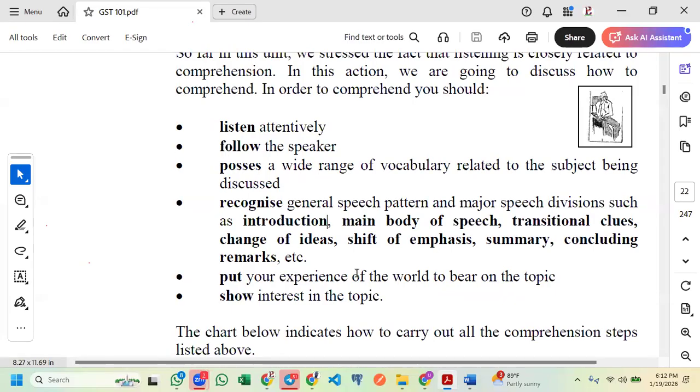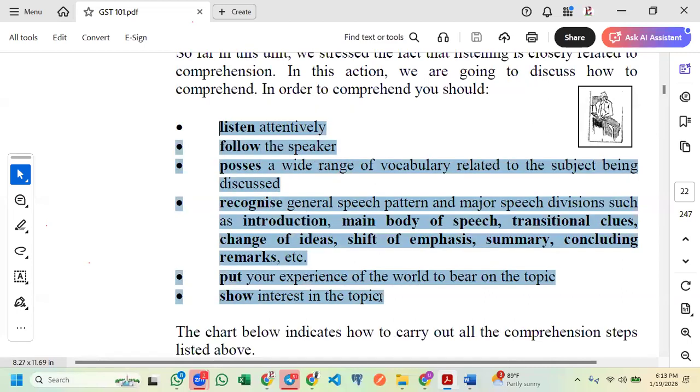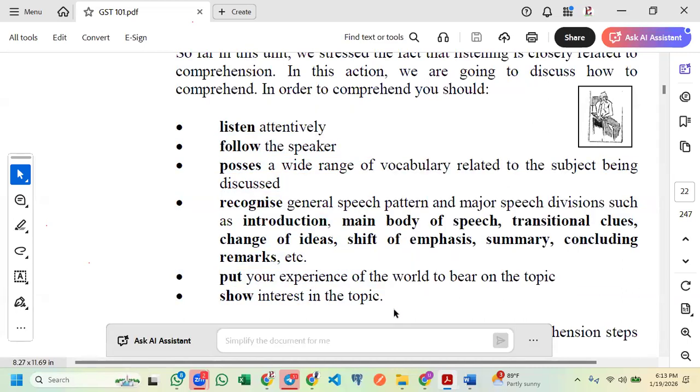And then put your experience of the world to bear on the topic. That was the reason I said earlier that if you don't have any idea whatsoever about the topic being treated, you are likely not going to understand it because you don't have any idea. The last thing is you should show interest in the topic. So I want you guys to read for yourselves the things you need to do in order to understand a speech. And that is where we'll stop today.